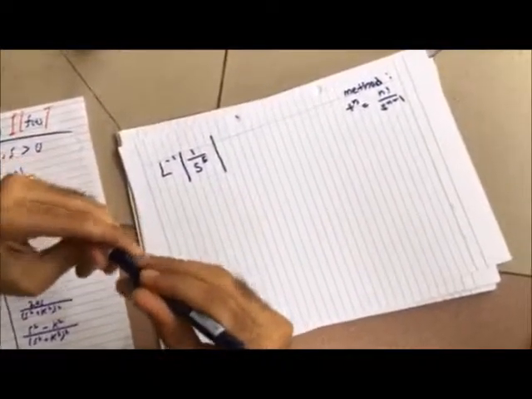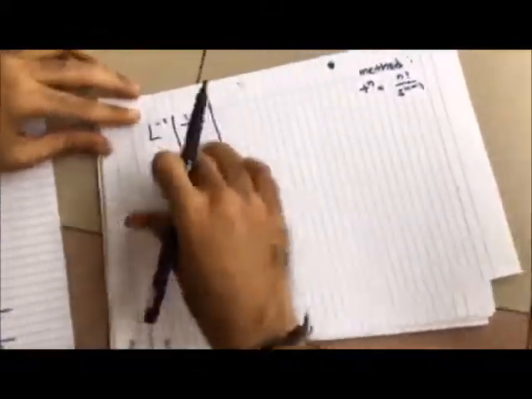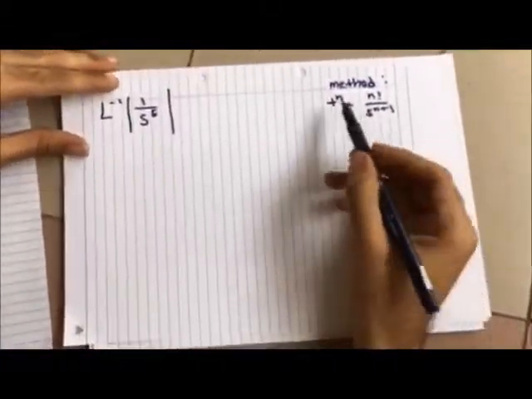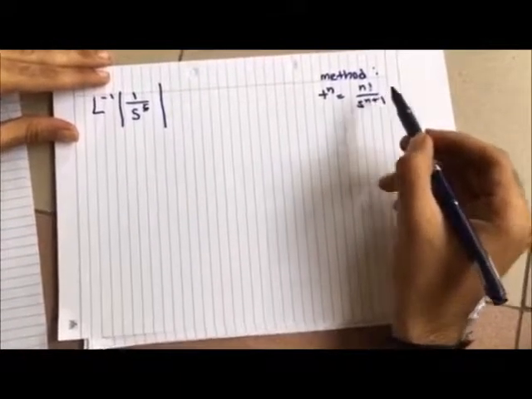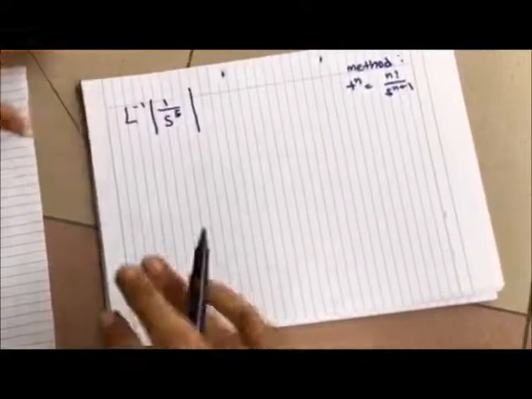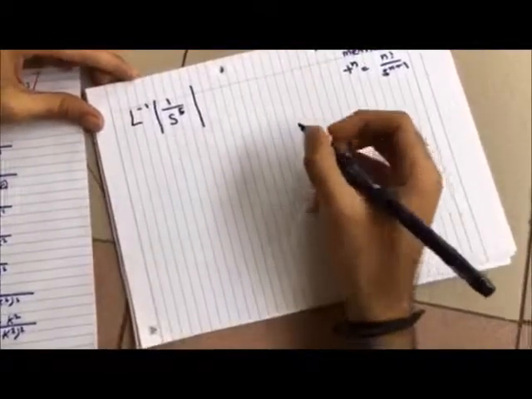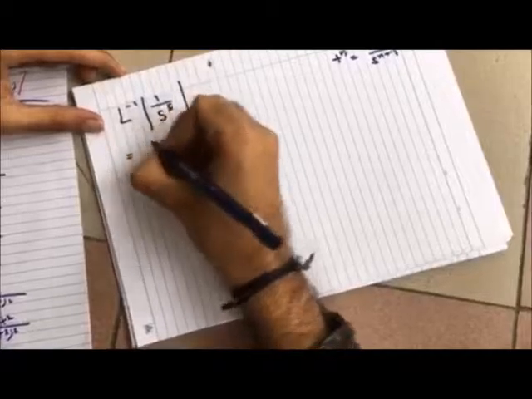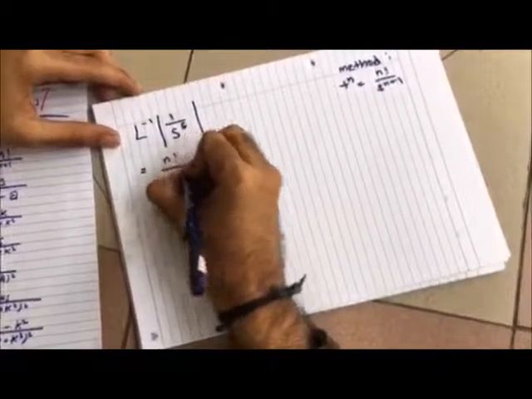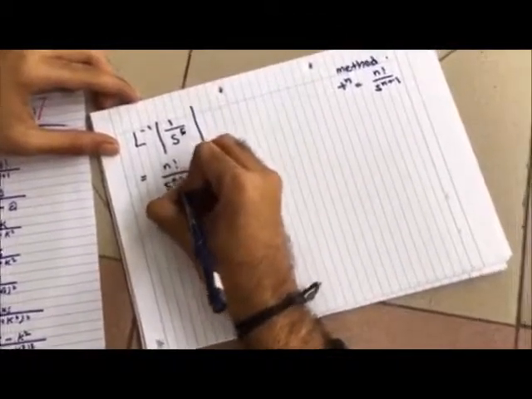We will see which method works for this question, which is t to the n equals n factorial over s to the n plus 1. Okay, and this is how we're going to do it. First thing, we should always write down the method. It's the most important thing in exams, so you can score marks at the same time.